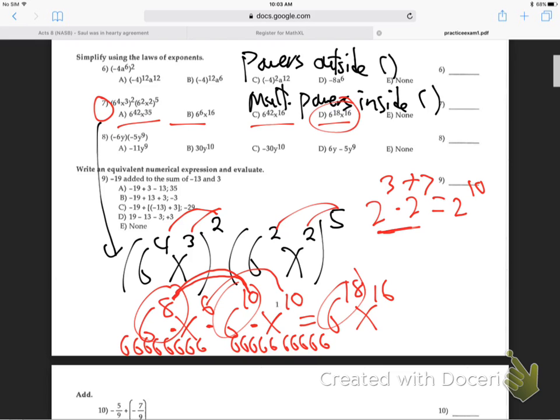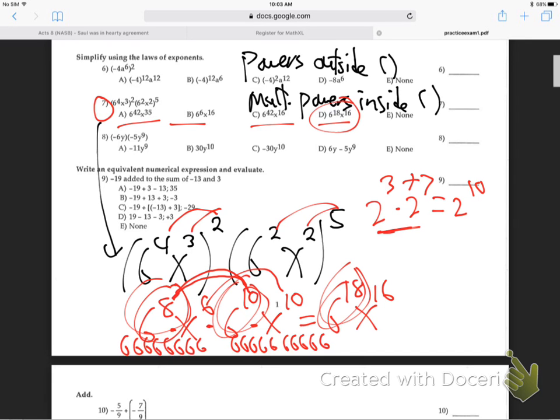Does that help? Remember, that's what a power means, a whole bunch of those. So as you look at that, just go, oh, it's a whole bunch of 6's. It's 8 6's. It's 10 6's. It's 18 6's. That makes sense? That helps? All right. Got that down.